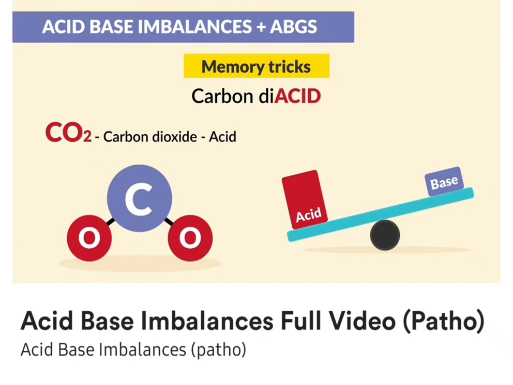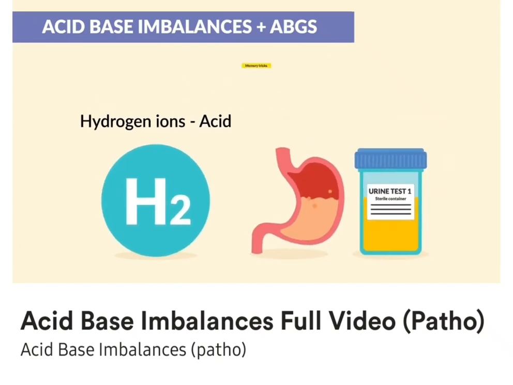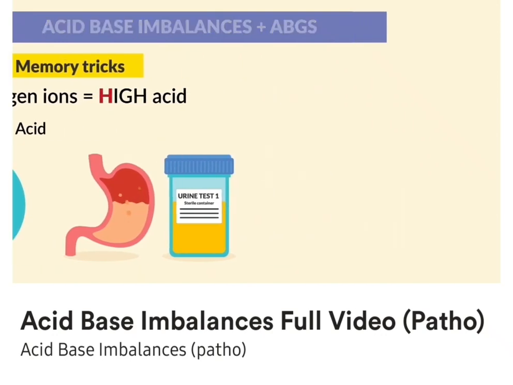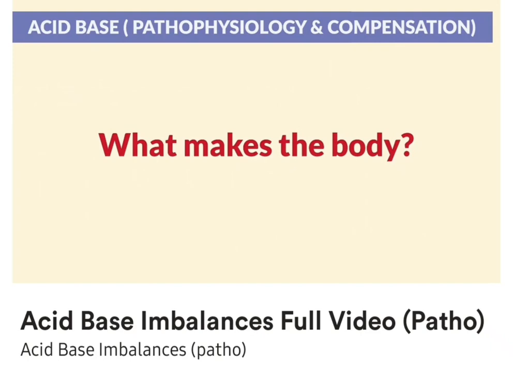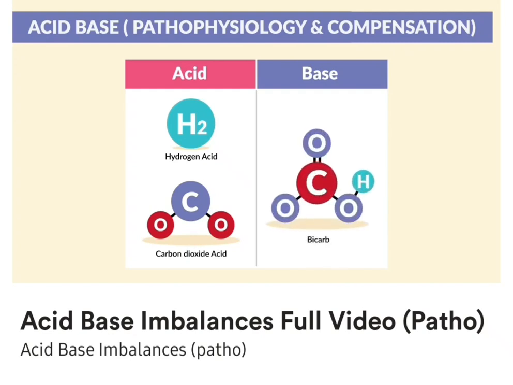since too much carbon dioxide pushes us into acidosis. Lastly, hydrogen ions are a form of acid, found in the stomach acids as well as urine. So the memory trick, just think hydrogen ions is high acid. Too much hydrogen ions equals an acidotic state. Now, simply organize this in your mind. What makes the body acidotic? Well, hydrogen ions get high acid, and carbon dioxide, just think carbon diacid. And for base, which makes us alkalotic, just think bicarb base.